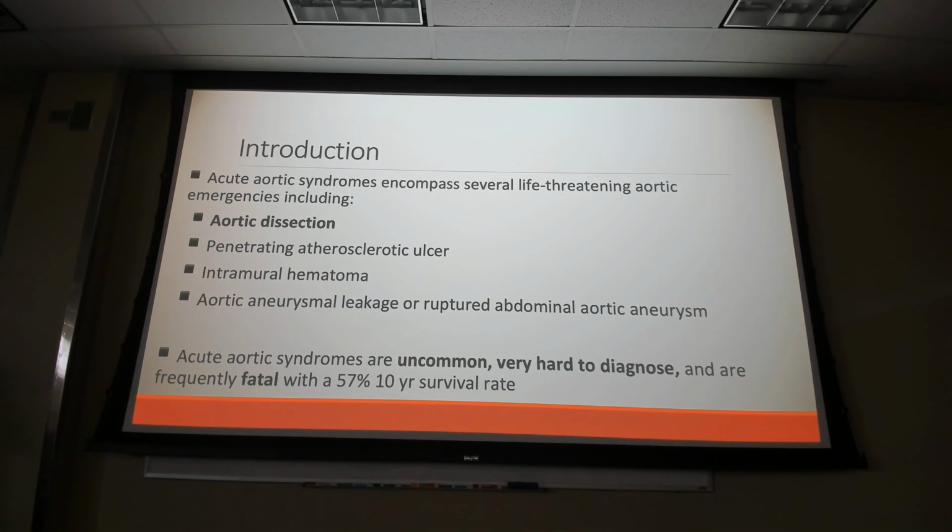It says here, acute aortic syndromes are uncommon, very hard to diagnose, and are frequently fatal, with a 57% 10-year survival rate. So basically, this is one of those diagnoses that we're meant to miss and think something else is going on. I told you the story of this lady who had chest pain, and I just knew she had a PE because she was having some respiratory issues. I did a CTPE protocol, and it came back a small dissection, and I joked, nailed it, but it's because I picked it up and didn't miss it, but it was by accident.